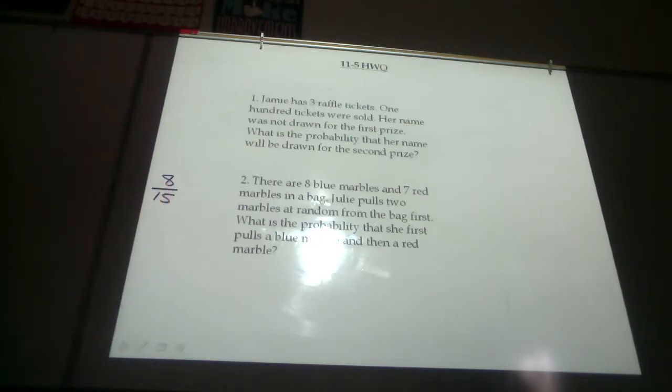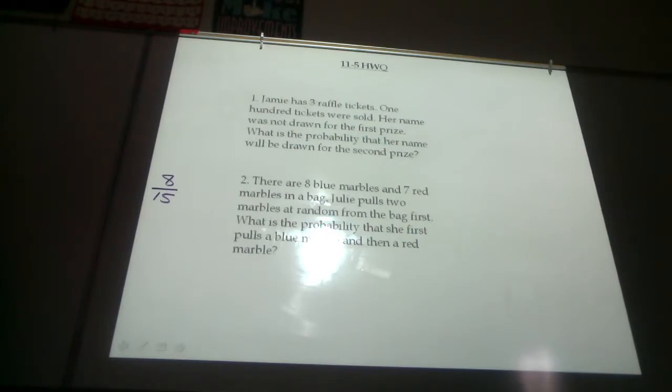Now, that event happened. We have an 8 out of 15 chance. A little over 50% chance of getting that marble. Is that correct? Okay. Now, we're going to grab the next marble.